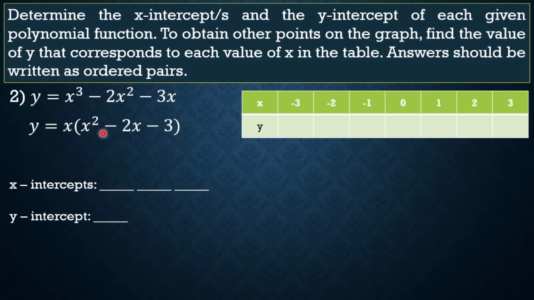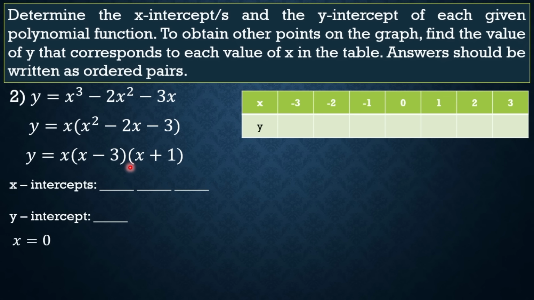So, itong nasa loob class, pwede nyo na i-factor yan, no? Alam nyo na, dun sa mga previous video lesson, in factoring polynomials, diniscuss kung paano nagfa-factor ng ganito. So, kapag pinactor nyo yan, that is x minus 3 times x plus 1. So, ito yung factored form ng polynomial function natin, x times x minus 3 times x plus 1. So, pwede na natin kunin yung x-intercepts natin since naka-factored form na.